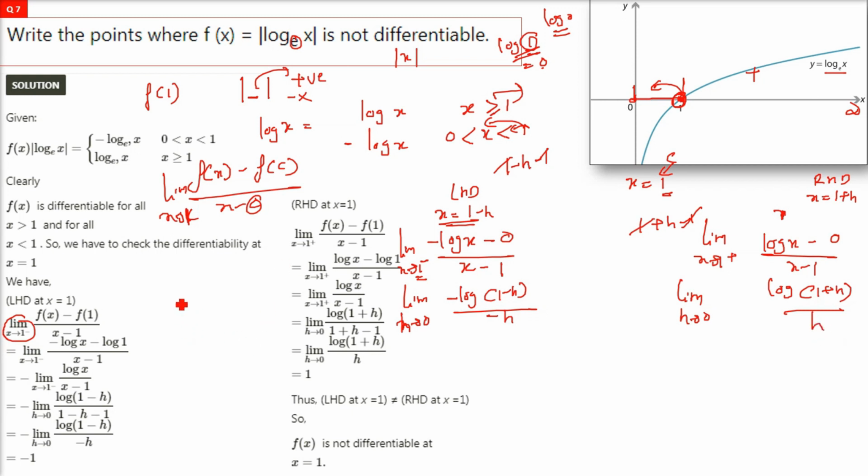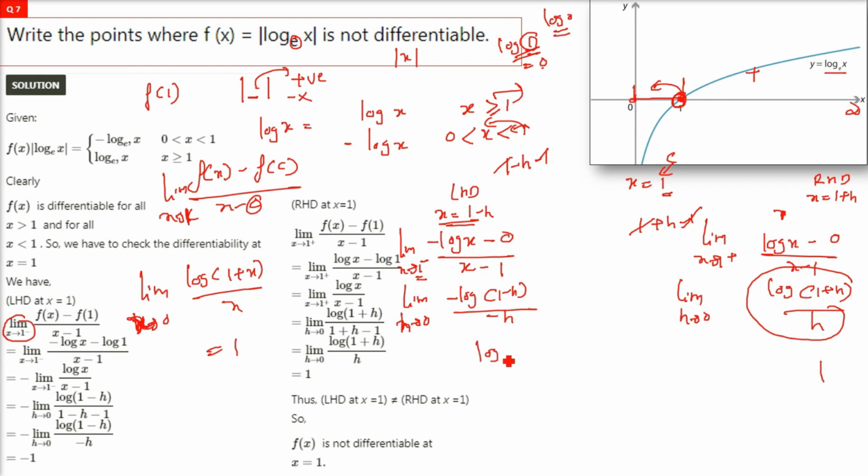Now please remember, limit h tends to 0, log 1 plus x divided by x. You can have anything, normally we do it like limit theta tends to 0, log 1 plus theta by theta equals 1. So this is log 1 plus h by h, same as the identity. So just make it as 1.